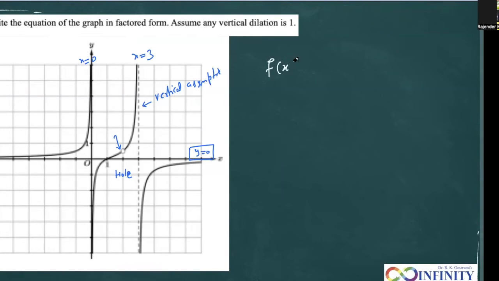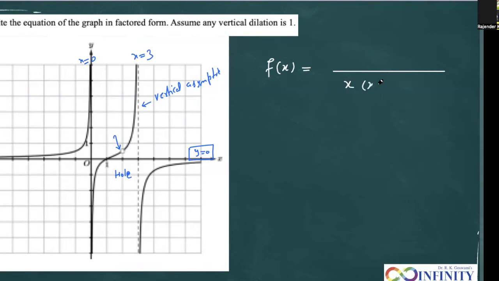So now please try to help me. There are two vertical asymptotes. One is x equals 0, one is x equals 3. Vertical dilation is 1, so I'm expecting that x and x minus 3 are in the denominator. Agree? Yeah. Okay. Next question. What should be in the numerator?